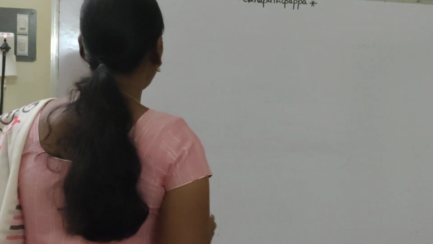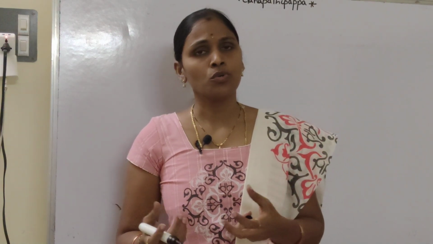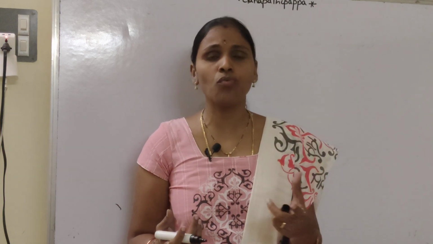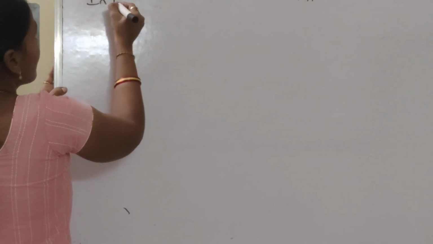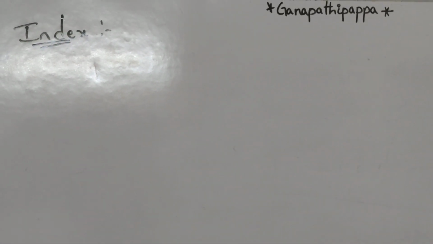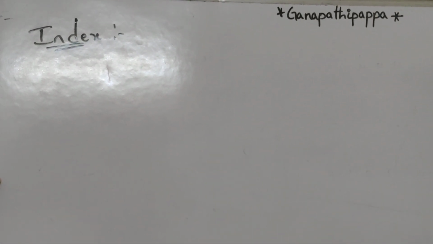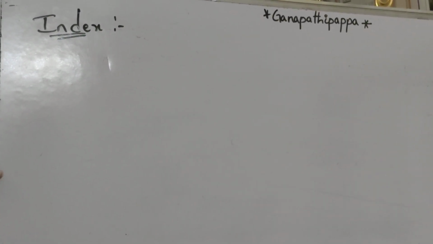Indexing. Next, our topic is indexing. A string is a group of characters. If you want the total string, then we should use the variable name. If I want one character, that means we should go for indexing. The index concept is very important. Index has two types. First one is forward index and second one is backward index.